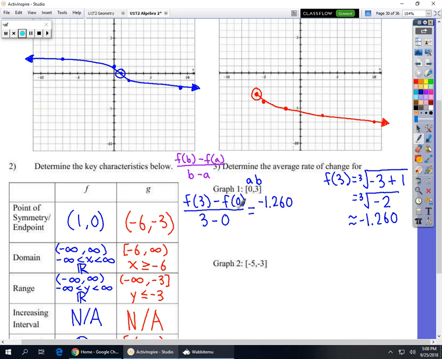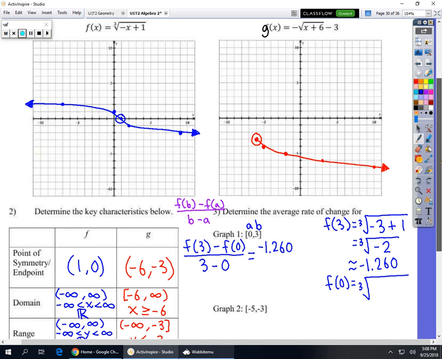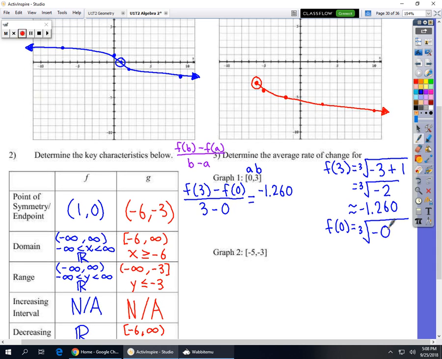Now I need to find f of 0. So f of 0, I'm going to do it right here. We're going to have to do the cube root again. This time it's the cube root of, instead of 3, look back at the equation, negative x. So instead of negative x, I put negative 0 plus 1.